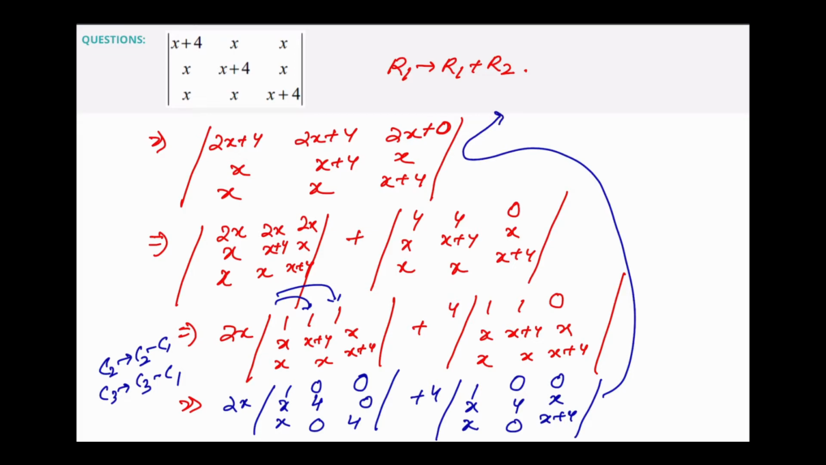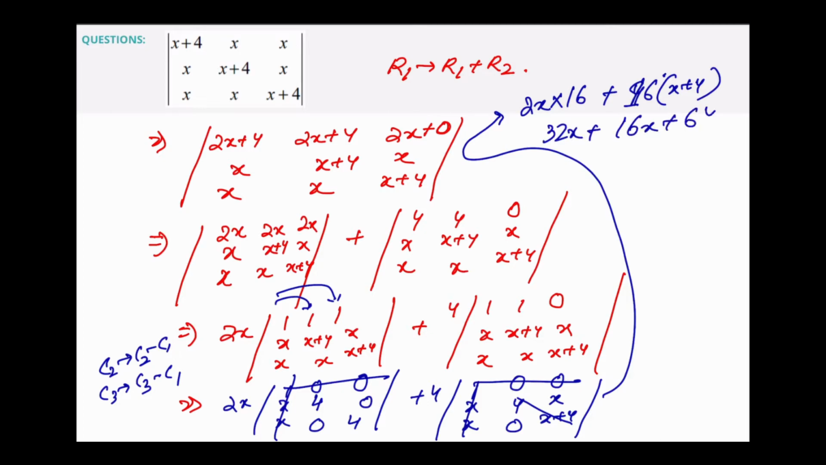Okay, so 2x into, we can expand along this. So just 16. Correct. Plus 4 into, we can expand along this. So 4 into 4, so 16 into x plus 4. So 32x plus 16x plus 64. So how much we are getting? 48x plus 64. So done. Any doubt? Very simple question. Correct.